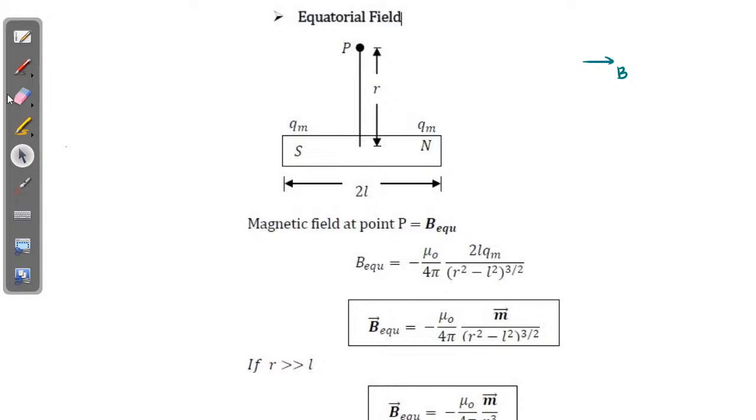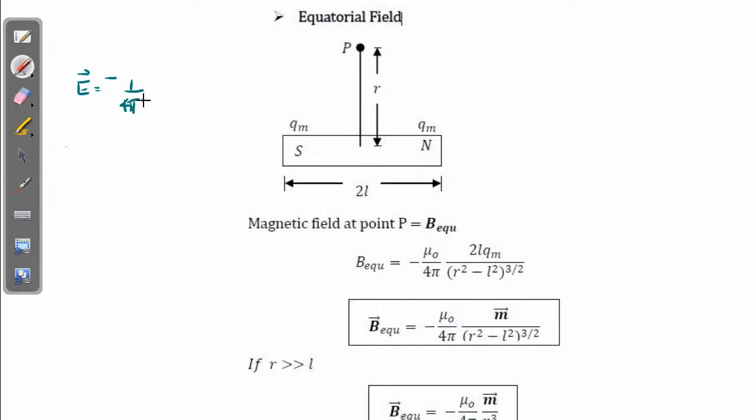What was the expression for electric field due to an electric dipole? I'll write it down here. The electric field due to an electric dipole at an equatorial point is E equal to, you have that minus sign, which represents that the electric field is opposite to the electric dipole moment. This was the expression you might have got in the case of electric field due to an electric dipole.